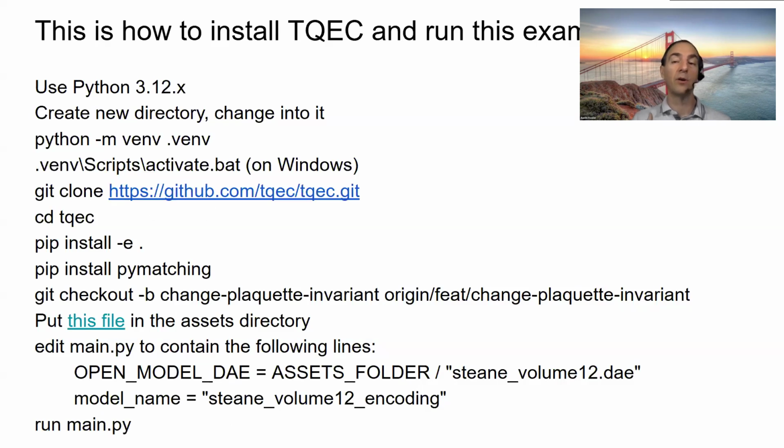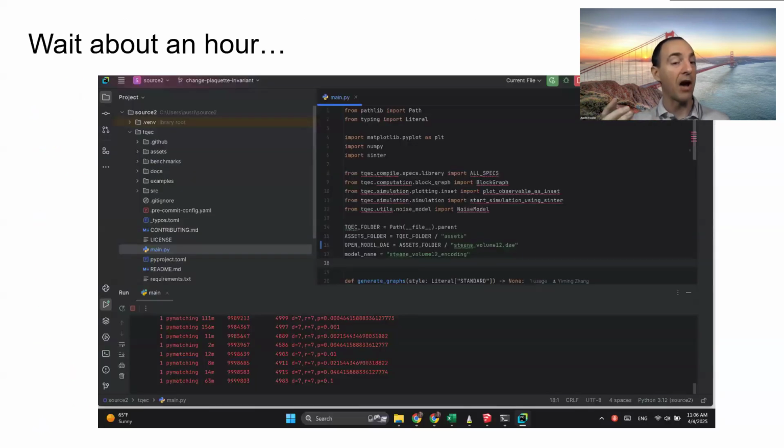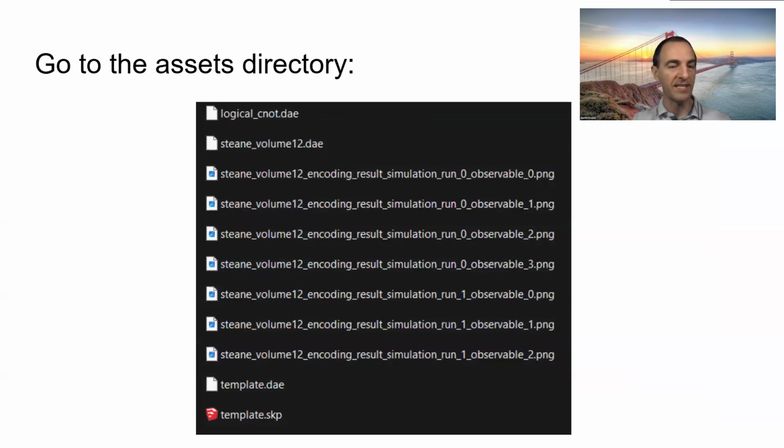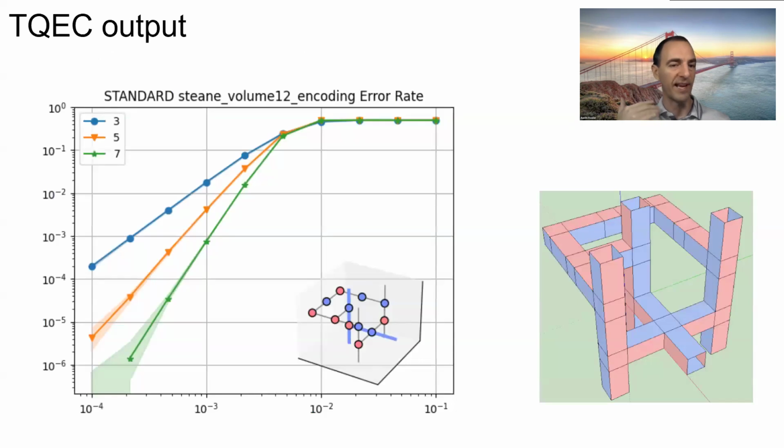All right, so far we've talked a bunch about theory, ZX graphs, SketchUp, theory. But this is not just a theory talk. You can run these examples and simulate them. So here is the full set of instructions to run exactly the case that we just looked at, the volume 12 compilation of the Steane logical 0 preparation. If you follow through these steps, you will start to get, after about an hour, and after you go to the assets directory from your freshly downloaded TQEC repository, graphs that look like this.